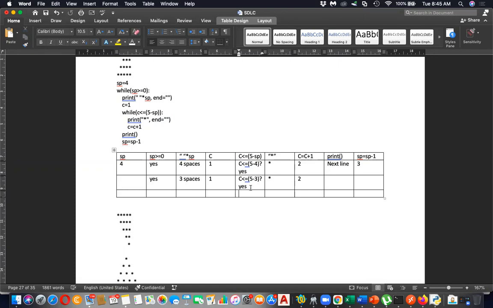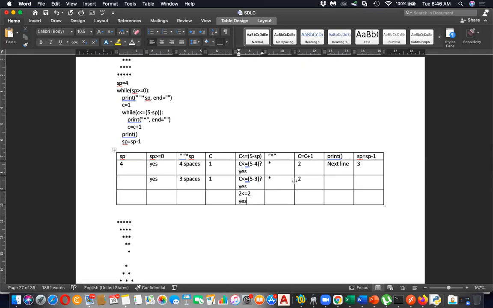C is 2 now. 2 less than or equal to 2. Yes. Then it will print another asterisk, a double asterisk, because it will add to the previous asterisk. It will add another asterisk. Now you have two asterisks here.